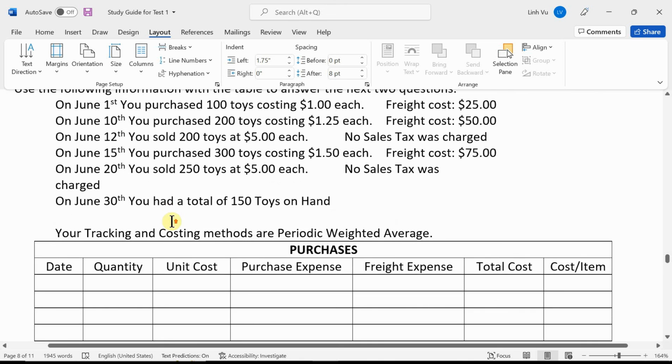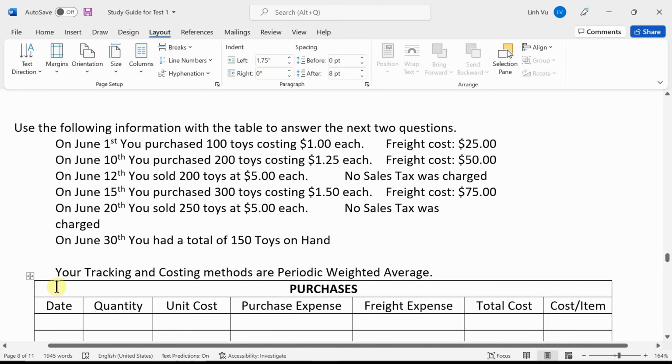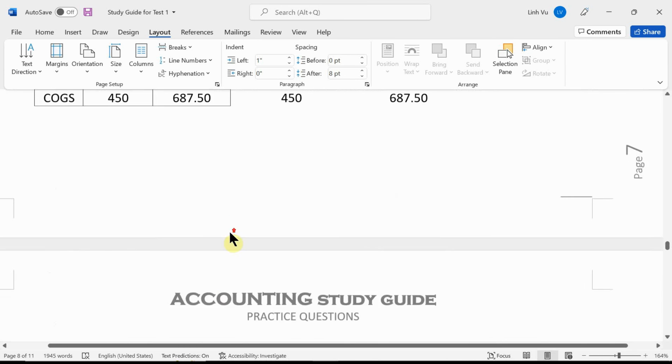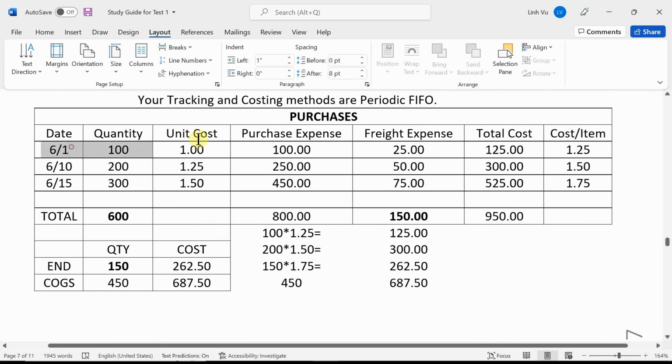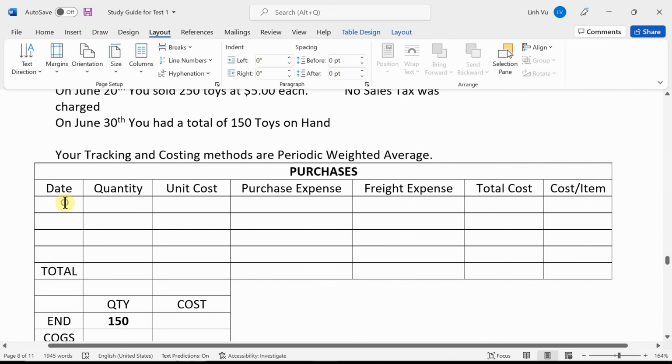Now in this case, right, to save you some extra time here, this is the same exact scenario. Only difference is your tracking and costing method this time is going to be your periodic, but this time it's weighted average. Okay, so weighted average. So what does that mean? Okay, well, since it's the same exact problem as this one, right? You're going to have the same numbers. Okay, so I'm going to copy all of this and paste it down into this table here.